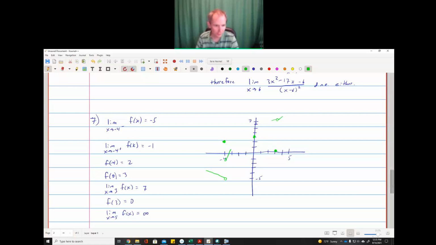And finally, the limit as x approaches 5 has to be infinity, so I'm going to put a vertical asymptote here. And then just approach infinity. For this side, I'll just pick that up and continue it. And we can make these connect now. Right? Make your graph look nicer.